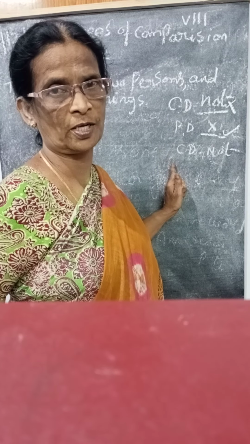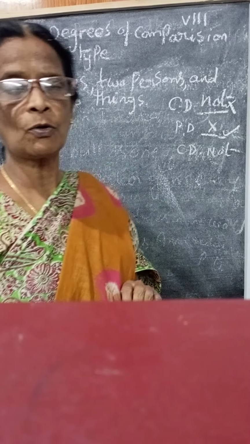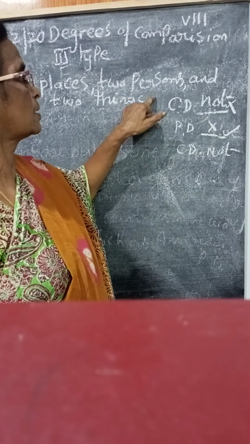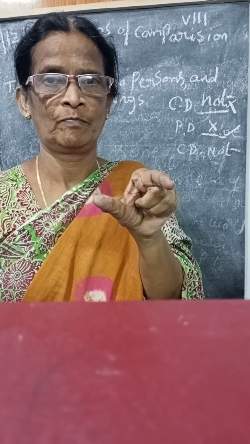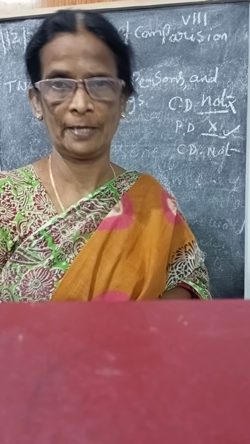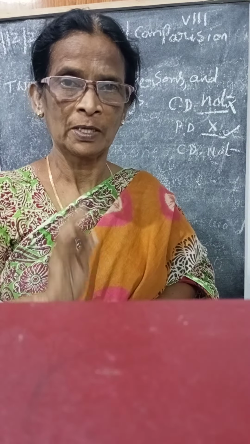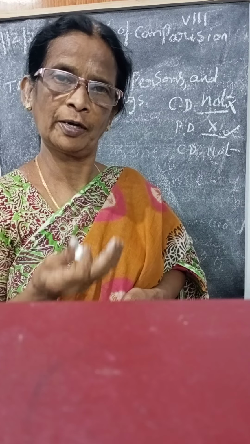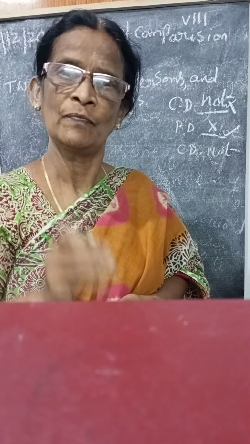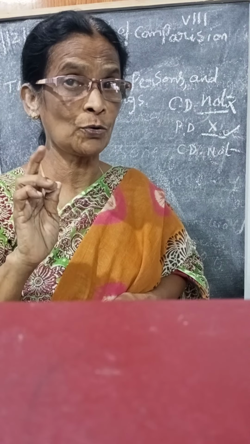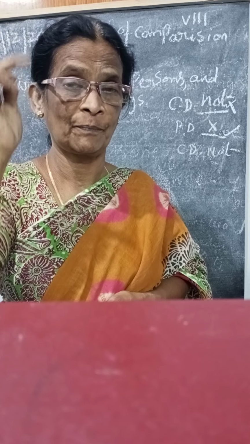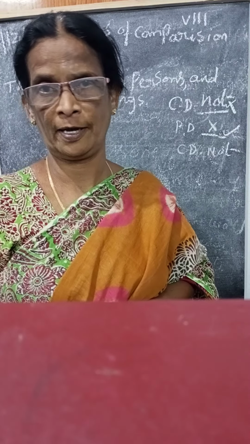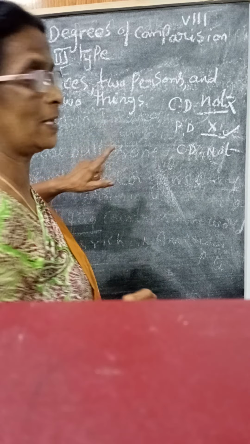Comparative degree and positive degree. In the third type, we are going to see two places, two persons, and two things. Between these two only is the comparison, but there is no superlative degree. Is it clear? What is the common clue to find out the comparative degree? Than. What is the common clue to find out the positive degree? As. These also we have to remember. While you are writing, you have to remember which adjectives you are writing, comparative degree and positive degree. You have to be very careful. First we will take the example of two places.